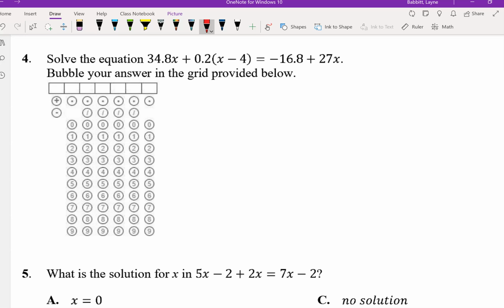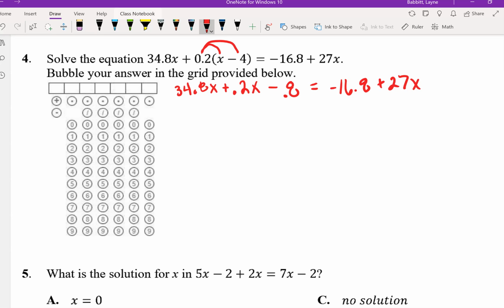We need to first simplify the left and simplify the right, and then start solving. So first thing I usually want to do is deal with these parentheses. I'm going to distribute to get rid of the parentheses. 34.8x just stays as it was. And then we have 0.2 times x is 0.2x. And then 0.2 times negative 4 is going to be negative 0.8. And that equals negative 16.8 plus 27x. Nothing else had changed, just got rid of those parentheses.